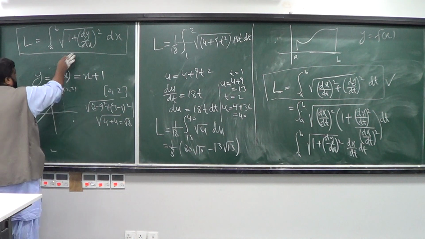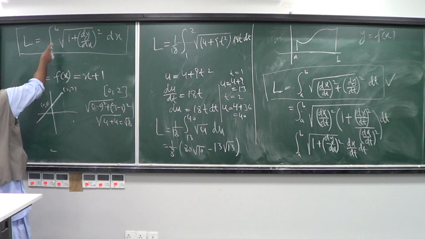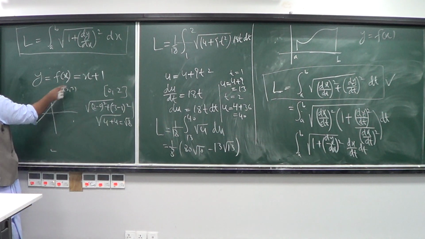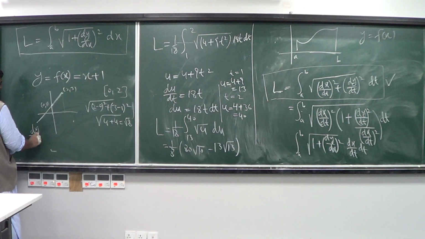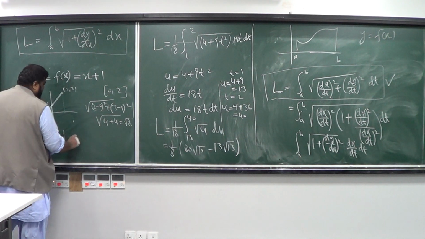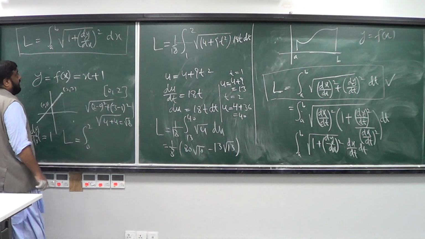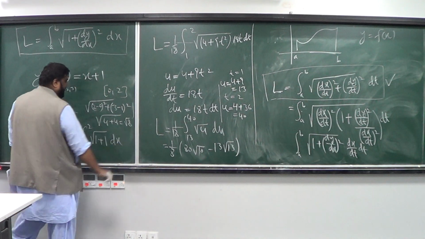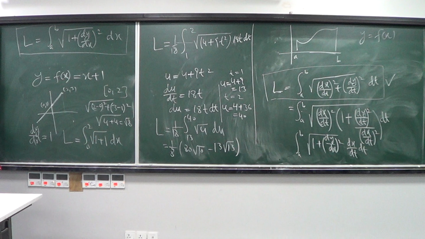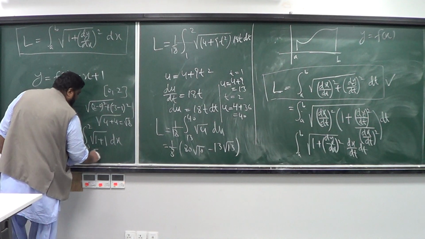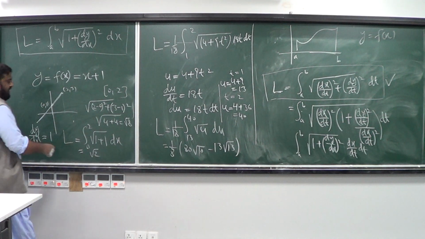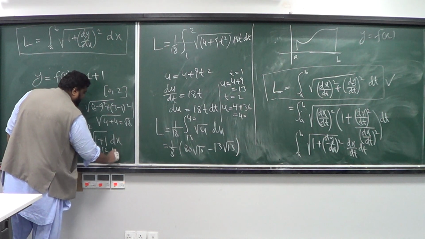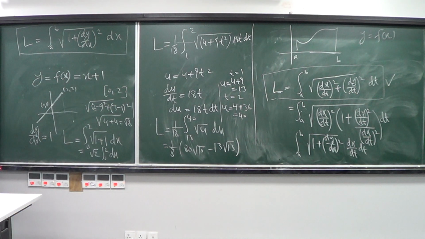In order to compute the length of this curved segment through this formula, you need dy by dx. So if your y is this, what would be dy over dx? It is going to be 1. So if you compute L from 0 to 2 of the square root of 1 plus 1, dx, and compute this integral, this is like square root of 2. You can pull it out of the integral, and what remains inside is the integral from 0 to 2 of dx.